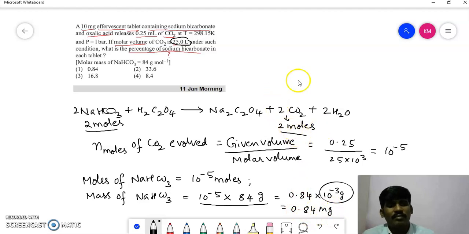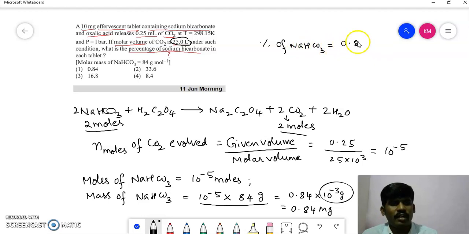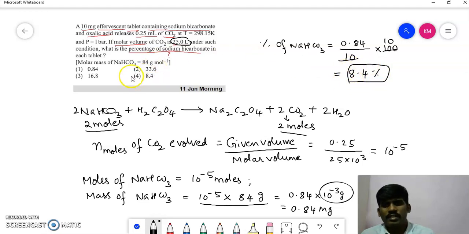But I have to calculate the percentage. Percentage of NaHCO3 is equal to, what is the mass we got? 0.84 divided by, what is the mass of the tablet? 10 milligram. Percentage means into 100. This will be cancelled. Then 0.84 into 10 will give you 8.4 percentage. So 8.4 percentage, the answer is option 4.